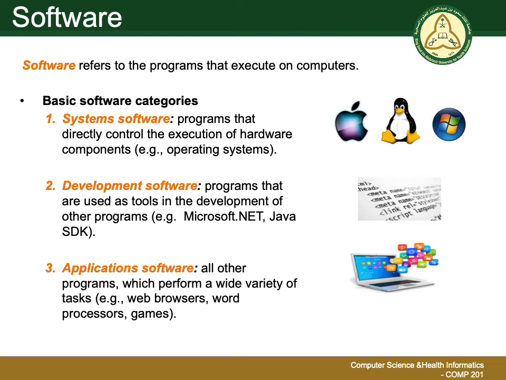Software has 3 types: system software, development software, and application software. System software is programs that directly control the execution of hardware components. Examples are the operating systems Windows, Mac, Linux, Unix. All of these are called system software. Why do we call them system software? Because they control the hardware in the device, and the other software is placed on top of them.